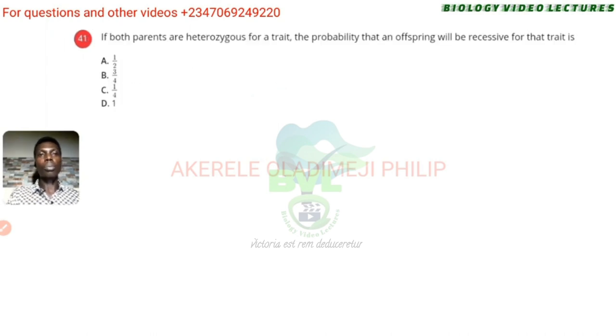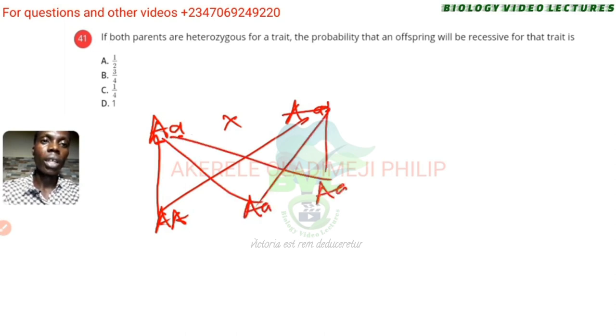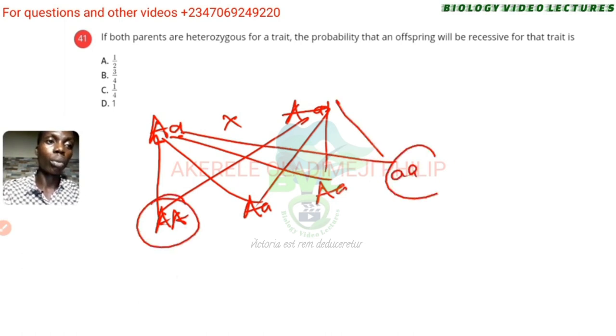Now, if both parents are heterozygous for a trait, the probability that an offspring will be recessive for that trait is, let's see. When you say something is heterozygous, you can choose any alphabet letter. So let's say I choose A. This male is heterozygous, the two alleles are not the same. Then if you cross it, it's going to be AA. So this is homozygous dominant, this is homozygous recessive.